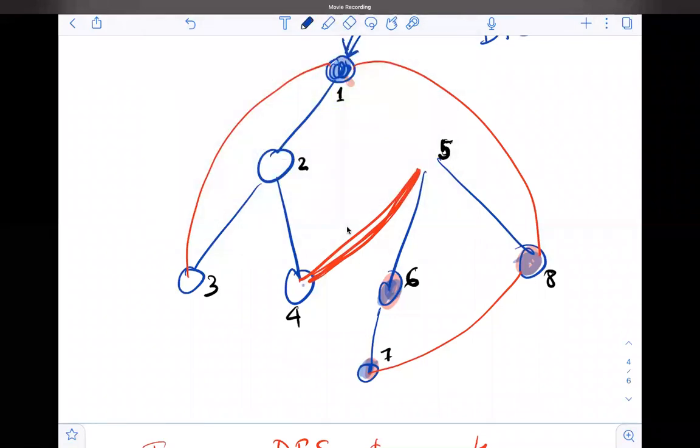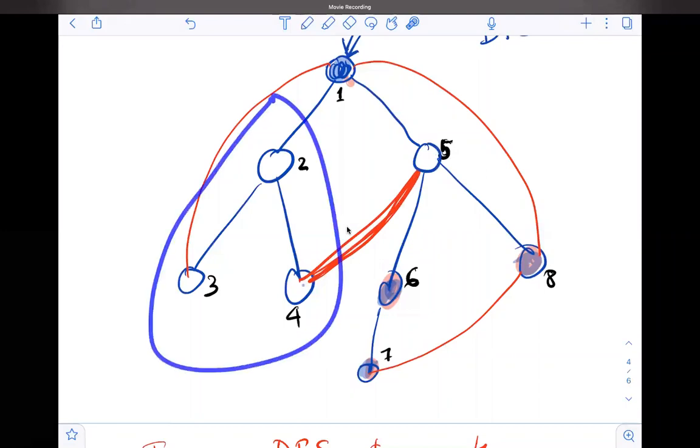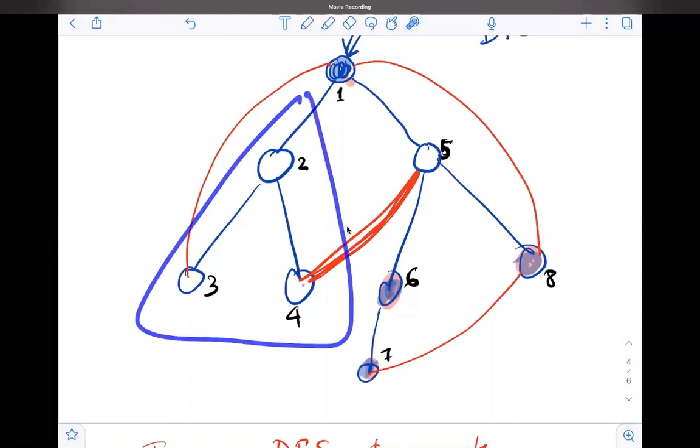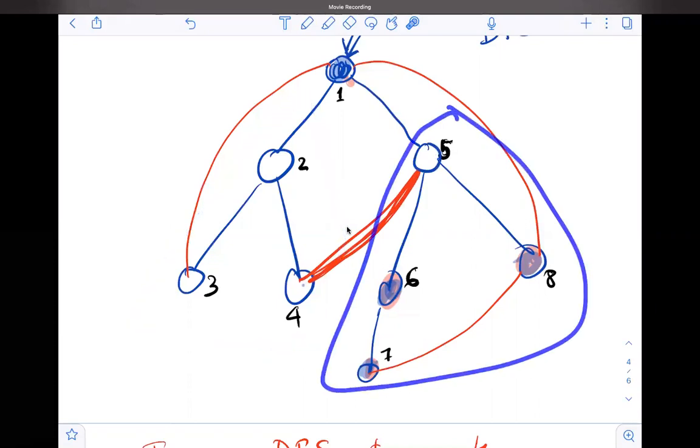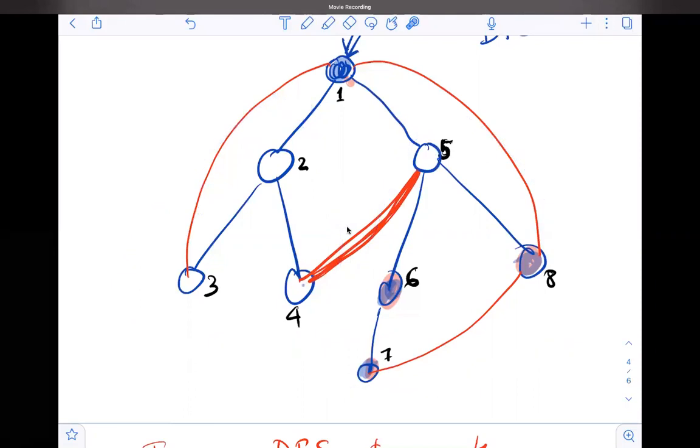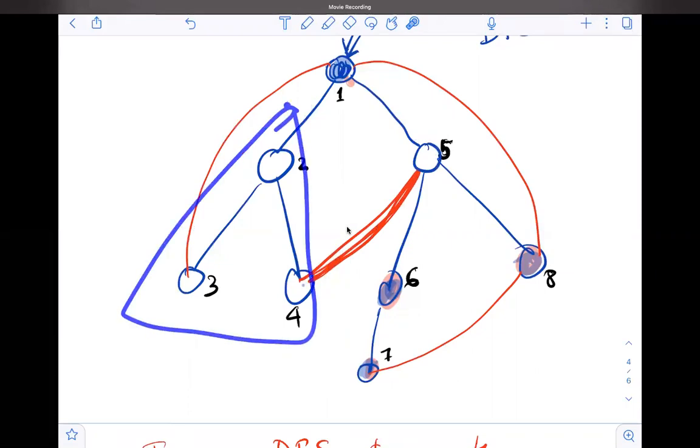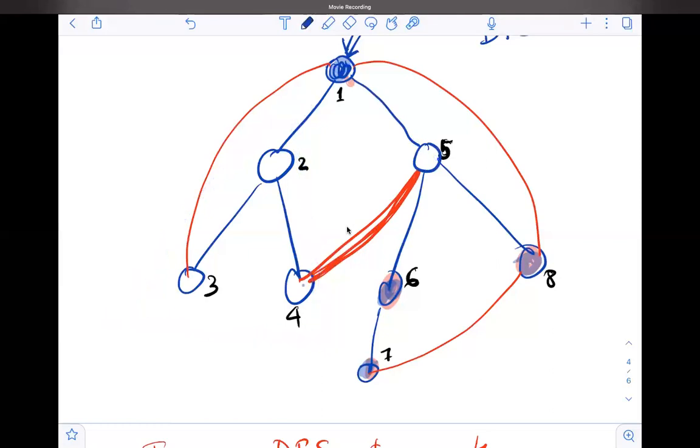Okay, so that means, since this part is different from this part, there's no connection in the blue edges. So these edges must have been found out through 1. That means this part should only have been found after I have reached back to 1. I start from 1, I go to 5, I have done some stuff here, and then I go back to 1, and only then I will find this.